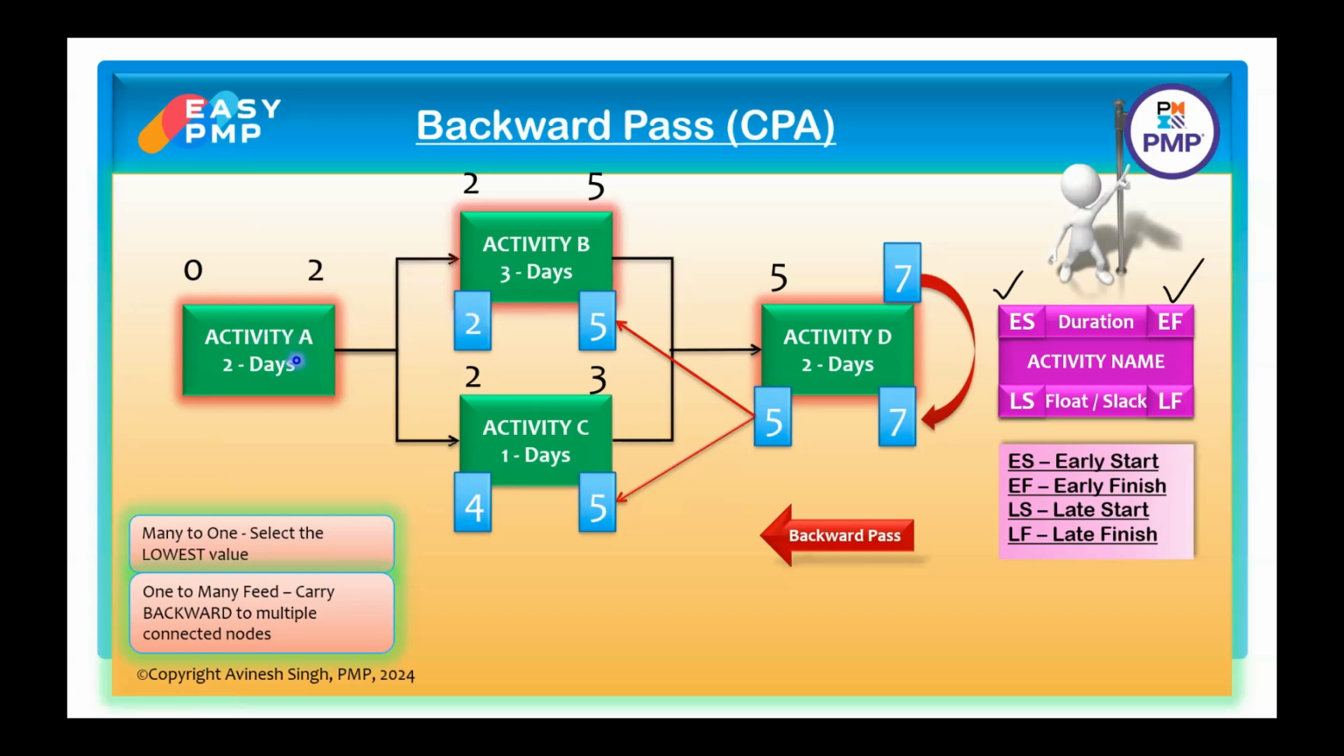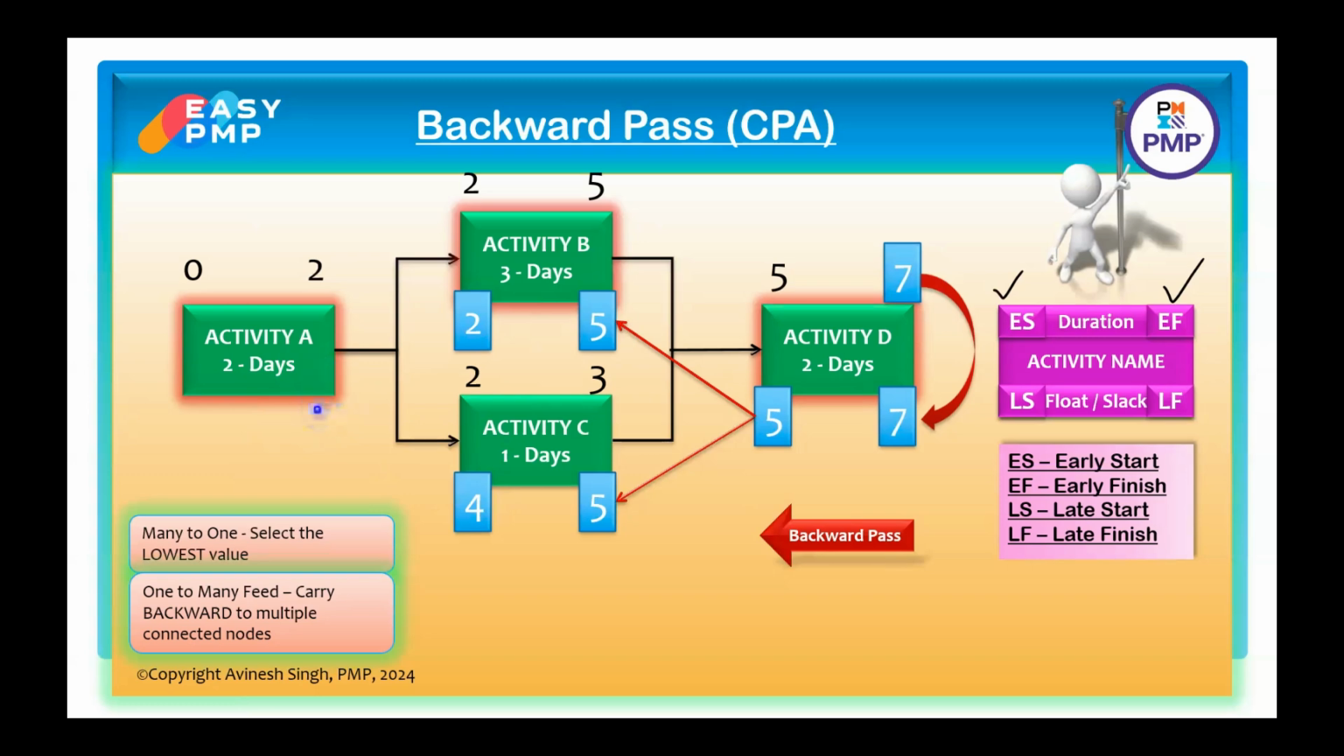Another scenario is here. We have come up with start dates of 2nd and 4th for activities B and C respectively. Now what will be the finish date of A? So let us take an example where out of these two, 4th is the finish date of A.